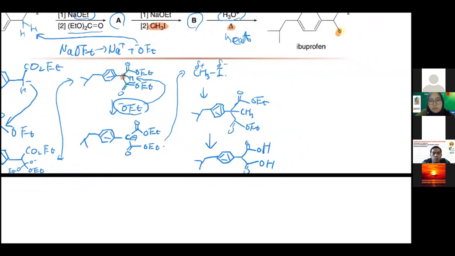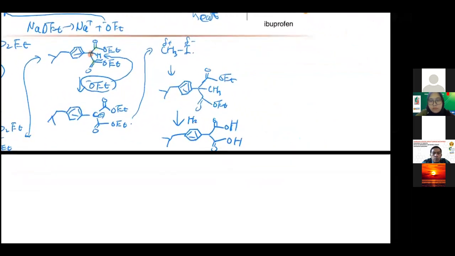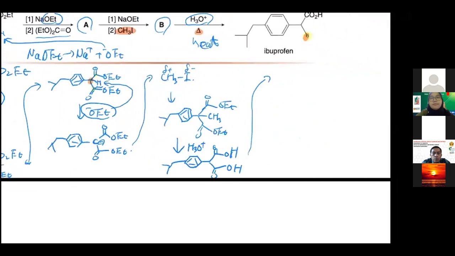Carboxylic acid, in this aqueous solution, and the next step is heating, yes, heat. Next to the heating, this is the carbonyl compound, and the carbon dioxide is lost here.